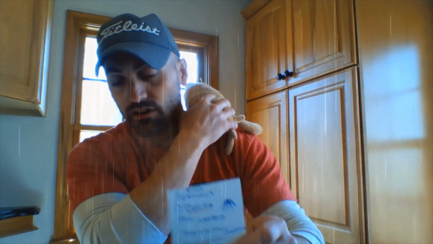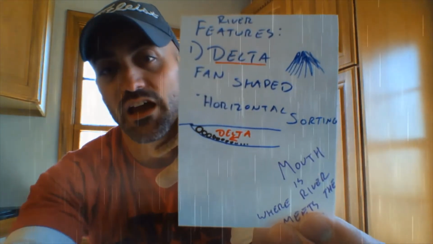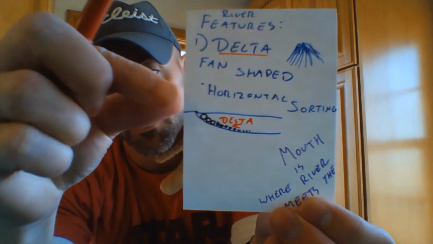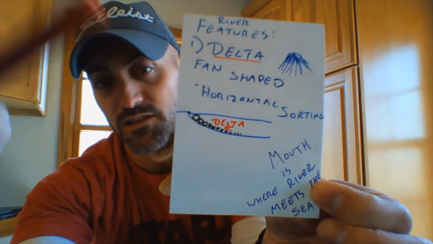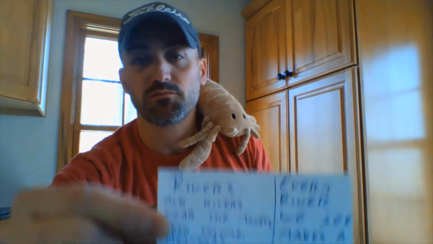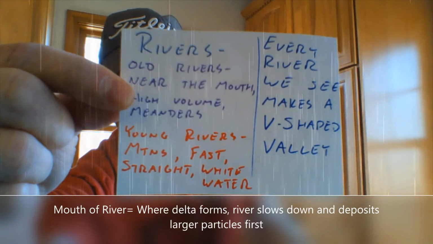For rivers, I think this is the order I wanted to go in. Some of the river features we're going to look at. Deltas are a big feature, and they leave horizontal sorting. The term comes from the mouth of the river, which sometimes is confusing for people. That's where the river flows into the sea, or a lake. A delta is the number 1 feature. A couple other things with rivers that we're going to talk about: old rivers versus young rivers.